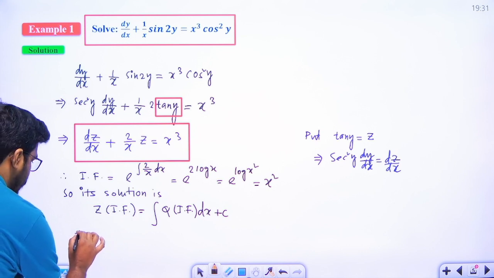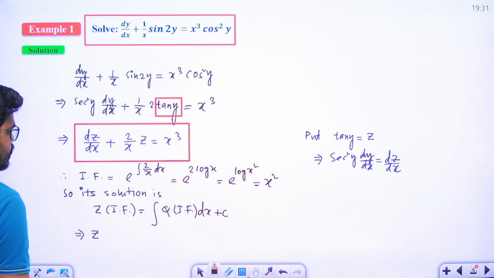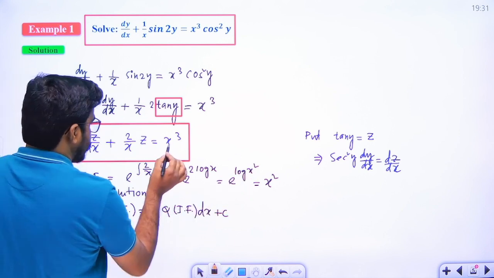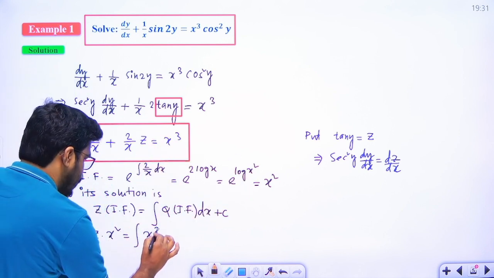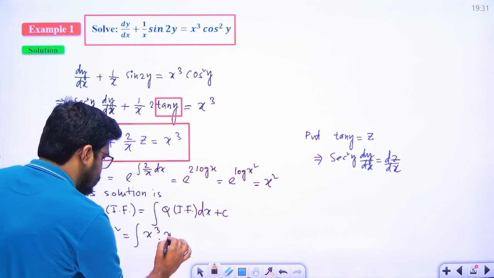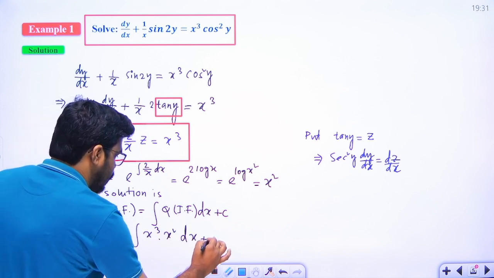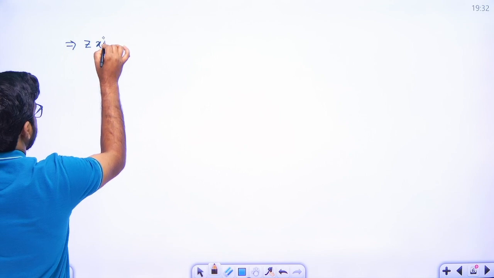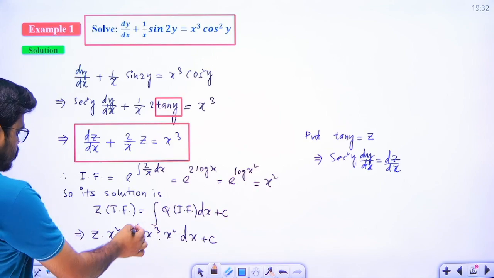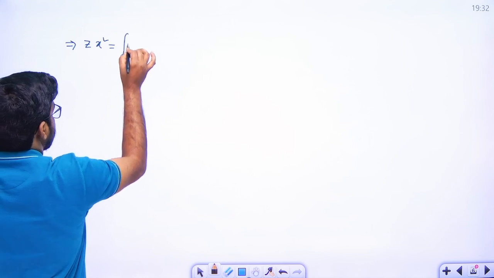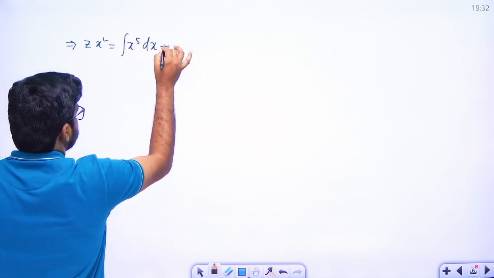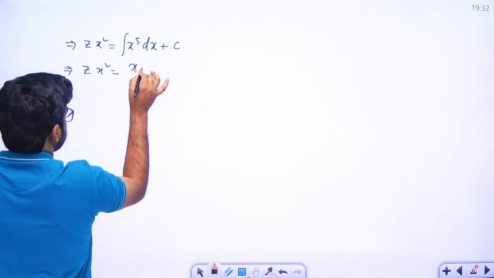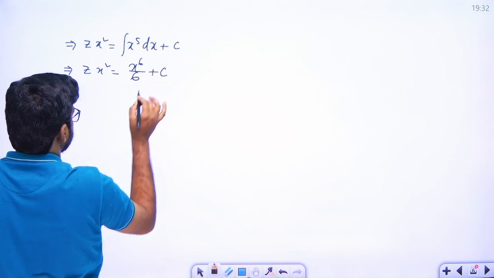So this implies z into integrating factor x square is equal to integration q. Q is the right hand side, that means x cube, integrating factor, that is x square dx plus c, right? So this implies z into x square equals integration x to the power 5 dx plus c. So this implies z x square will be x to the power 6 by 6 plus c.